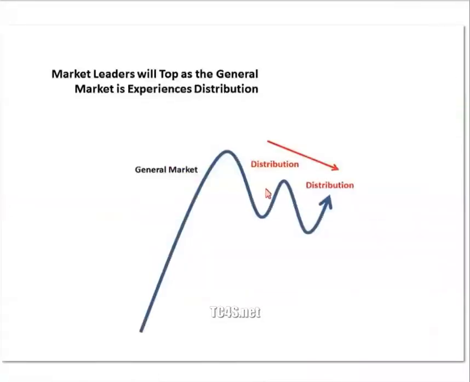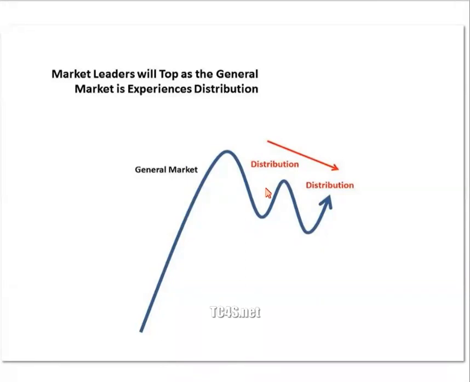Now, on the opposite side, stocks will tend to top as the general market is experiencing the opposite of accumulation, and that's distribution. And that's why you want to be very careful when you start seeing those distribution days. And we keep account of that. And of course, you can read IBD. They keep account of distribution.